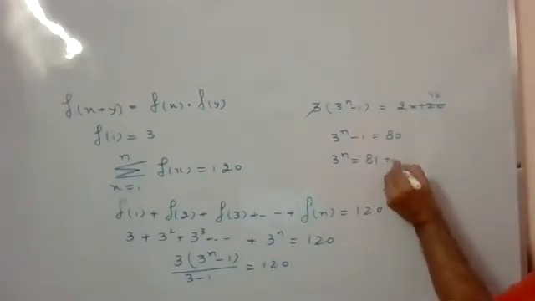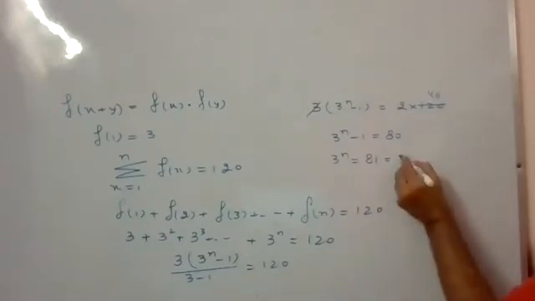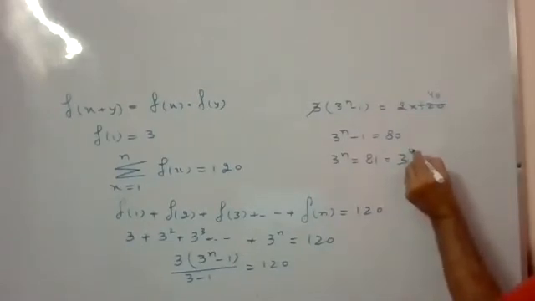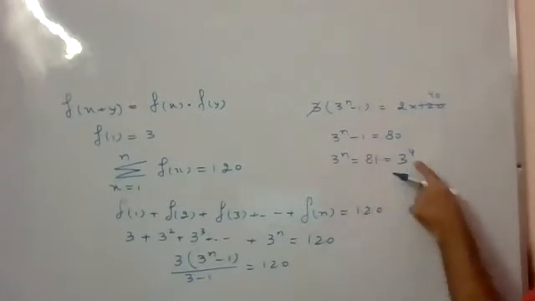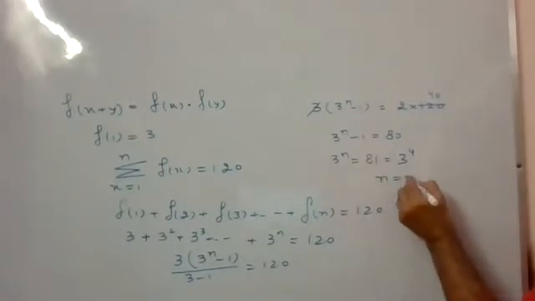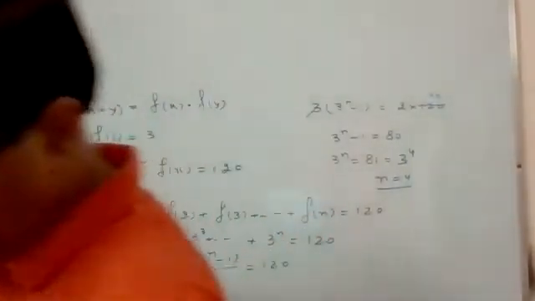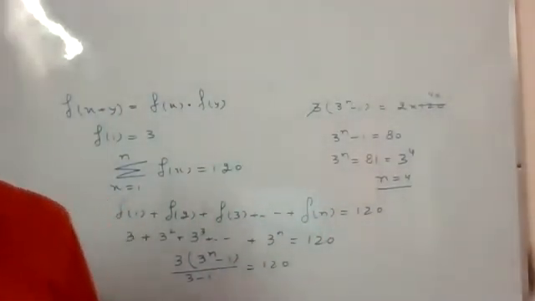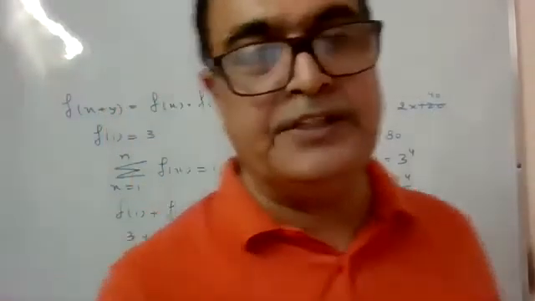3 power n. So what we have to do is calculate n. This will come out to be 3 power 4. So 3 power n is 3 power 4, which means n is coming 4. This is your NCERT problem. One more NCERT problem. Next question please.